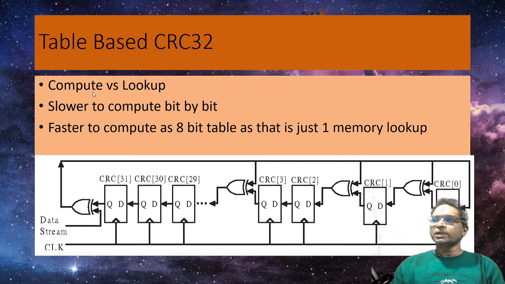Quickly answering why to use lookup tables: if you do the serial computation, it takes many, many computations just to process an 8-bit value, and it's slower to compute bit by bit. It's much faster if you could figure out exactly what the 8-bit value result would be, and just do it in one quick lookup. That's the advantage of using table-based CRCs.